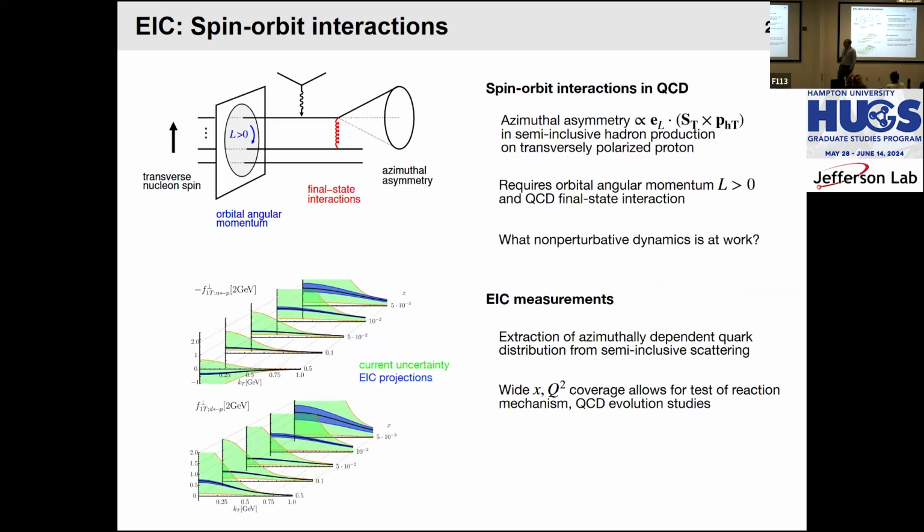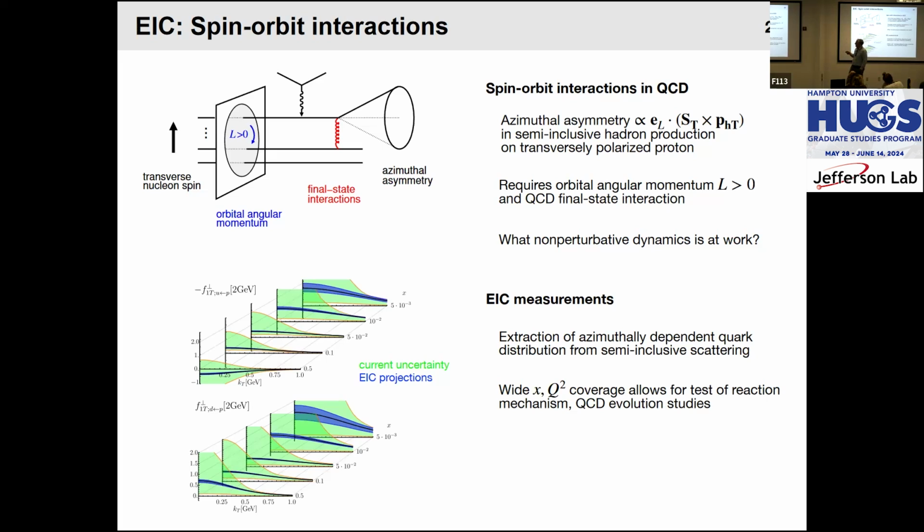But with the EIC, one place that we can really demonstrate orbital angular momentum is in what's called the azimuthal asymmetries in polarized semi-inclusive electron scattering, because they are due to so-called spin-orbit interactions where the angular momentum of the partons enters directly. Now, again, this is a rather complex topic. This could be a whole lecture in itself. But let me just give you the essence of it.